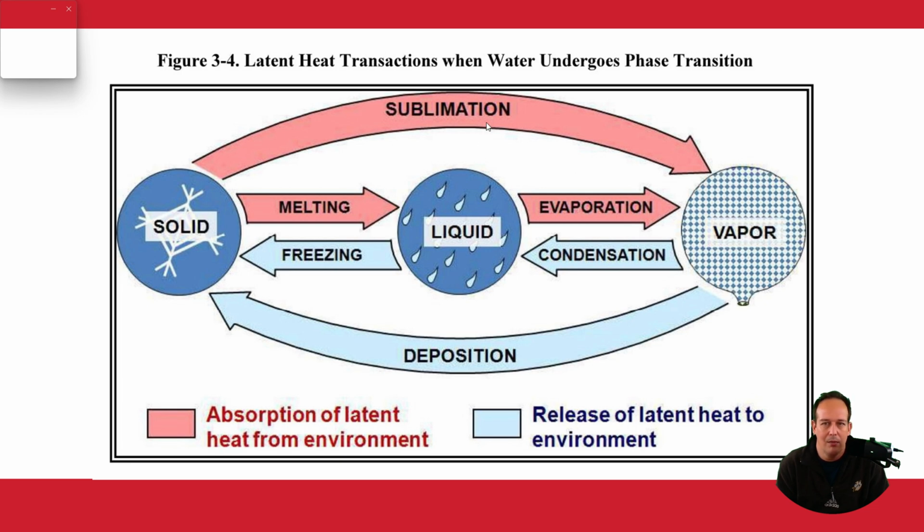That would be sublimation. Now, one thing I want you to look at on this chart is the different colors of the blue and the red. Red represents the absorption of latent heat from the environment, and blue is the release of latent heat to the environment. So let's talk about the absorption of heat. Whenever you have snow that melts into water, it is going to absorb heat. Same thing when the liquid water turns into a water vapor.